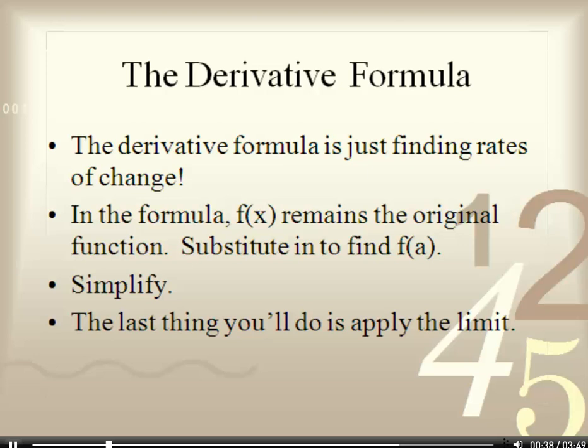So the derivative formula is really just using that rate of change formula we had before. However, this time we're going to have a bit more algebra. So in this formula, f of x is going to remain a function, but we're going to substitute in to evaluate f of a. We're then going to simplify, likely using factoring. The last thing we want to do is apply the limit.